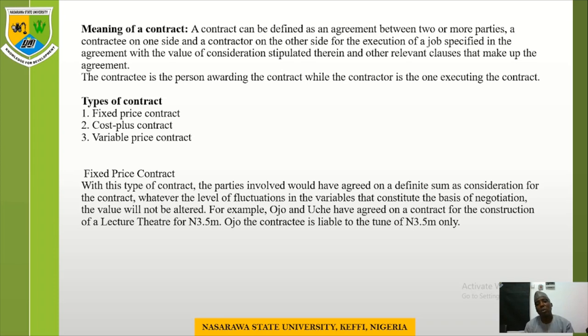For example, Ojo and Oche have agreed on a contract for the construction of an electro theater for the cost of 3.5 million. Ojo, being the contractee, is liable to the tune of what? 3.5 million only. What we're saying is that a fixed contract is a kind of contract where a price is determined and fixed and both parties agree to it.